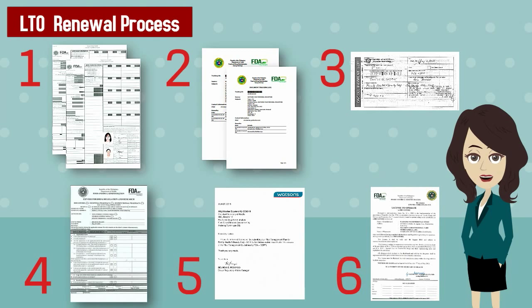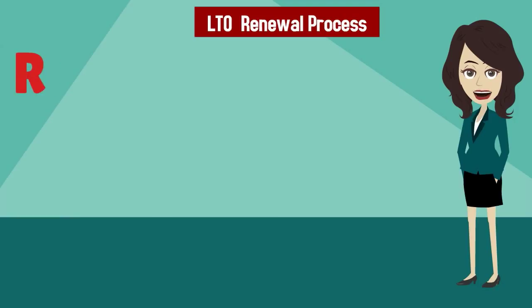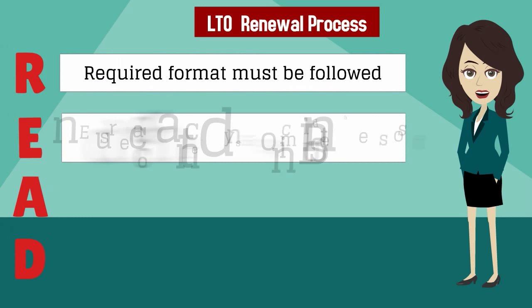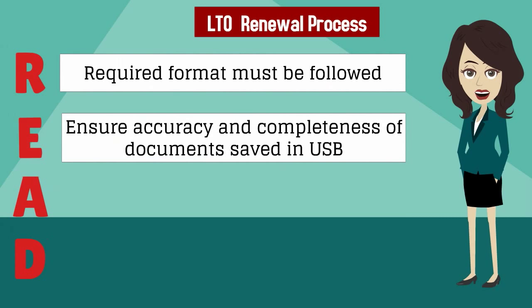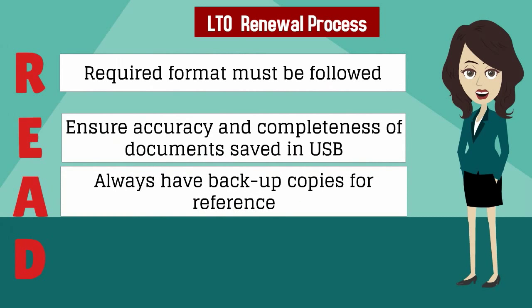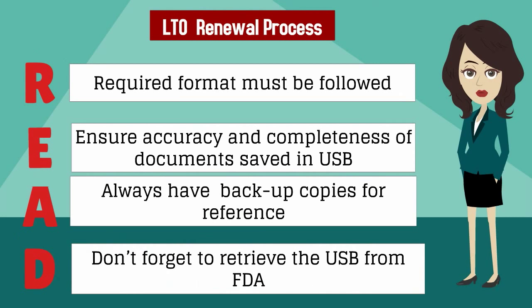With this information, the pharmacist will have a clear understanding of the course of renewal for license to operate. Important points to remember are: R-E-A-D. R. Required format must be followed. E. Ensure accuracy and completeness of documents saved in USB. A. Always have backup copies for reference. And D. Don't forget to retrieve the USB from FDA.